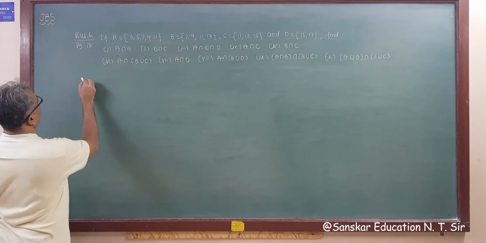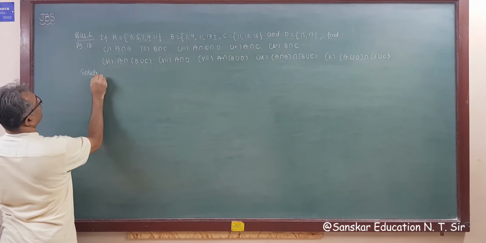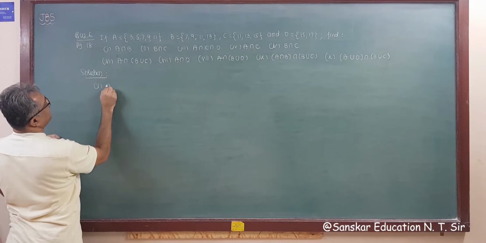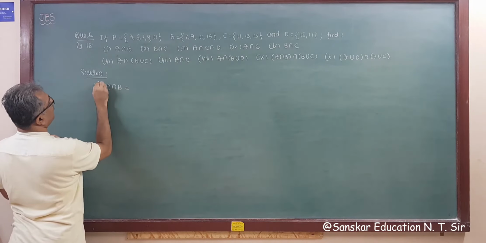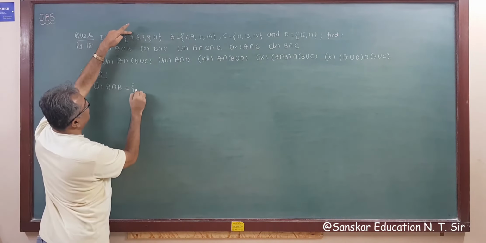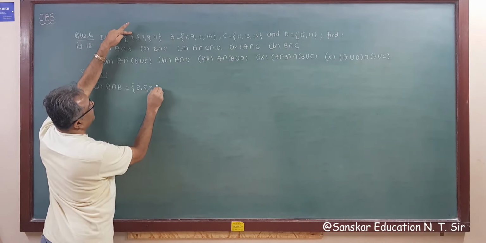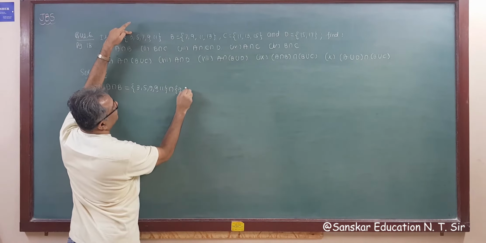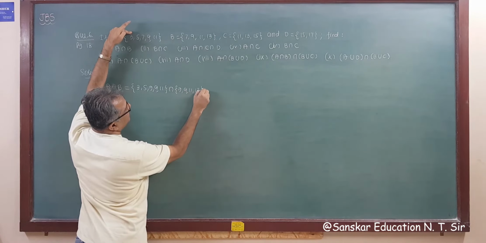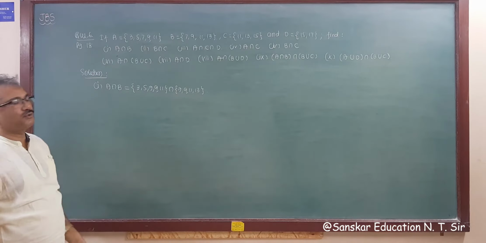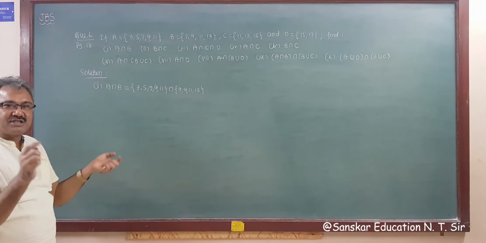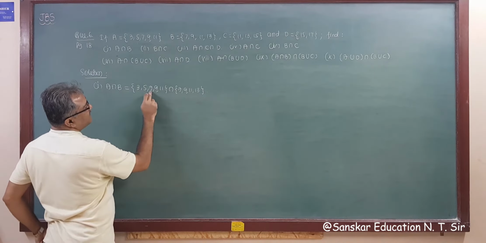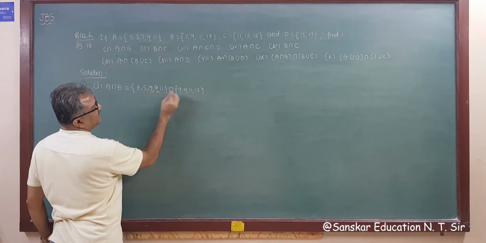So the solution of the first question is A intersection B. Now A is 3, 5, 7, 9, 11, intersection B. B is 7, 9, 11, 13. The common elements of these two sets means elements which are in both sets. Is 3 there? No. 5? No. 7, yes, 7 is there. 9, yes, 9.